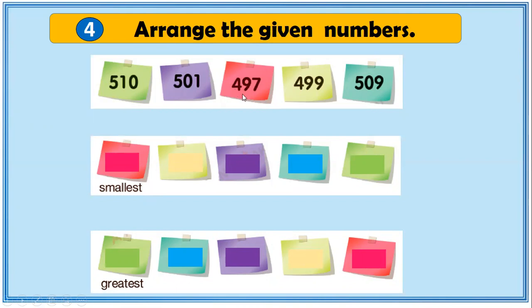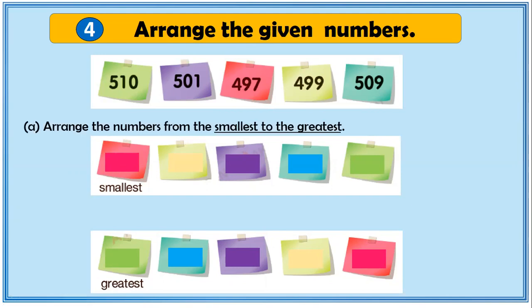Next, we need to compare the digits in the tens place. 9 and 9. So to find out the smaller number, we need to compare the digit on the tens place. So this is 7 and this is 9. We all know that 7 is smaller than 9. Therefore, our smallest number will be 497 followed by 499. So what is next?